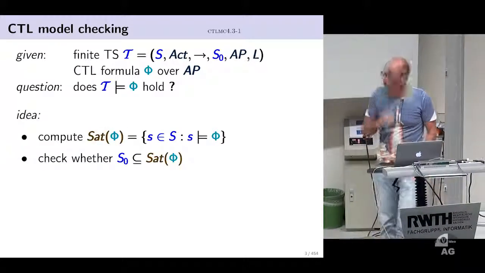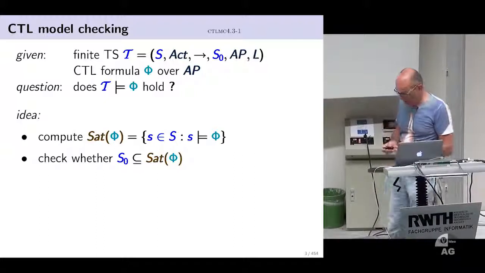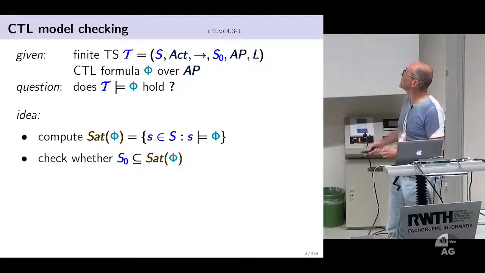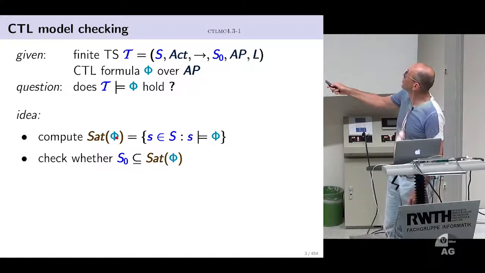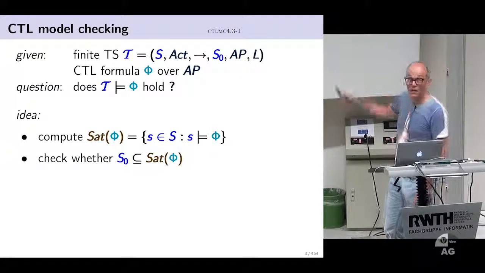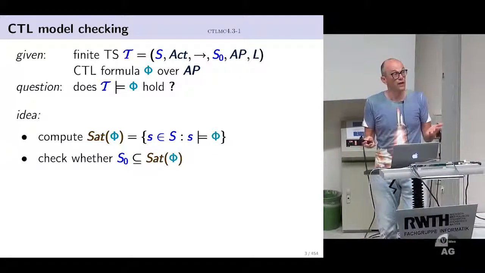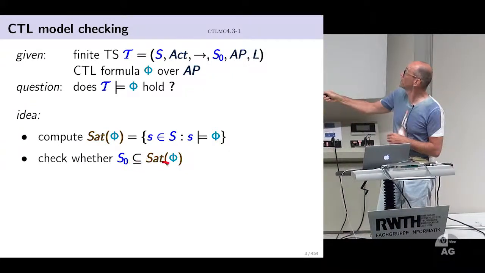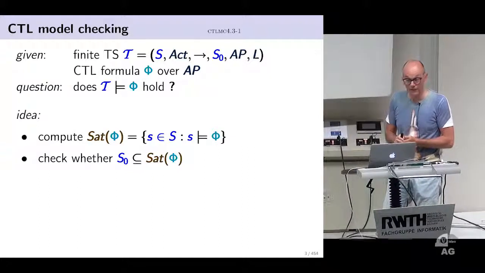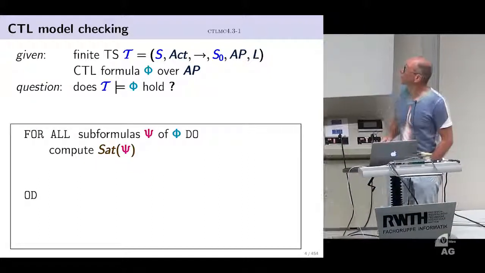So what's the idea? The idea is that we're going to compute recursively the set of states satisfying a formula. So we take this CTL formula phi and we compute the set of states satisfying this formula. And then in order to check whether the transition system satisfies the formula, we need to check whether every initial state is included in this set of states satisfying phi. Good, so the way to do that is actually as follows.